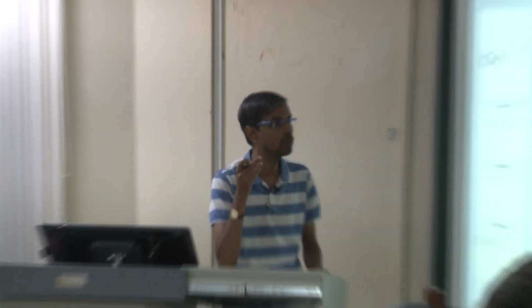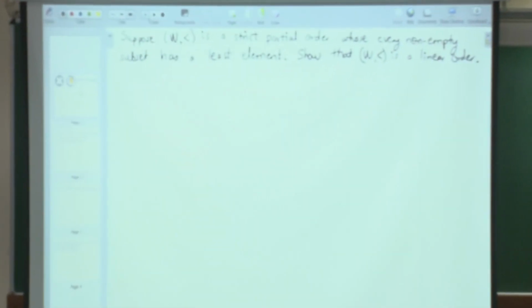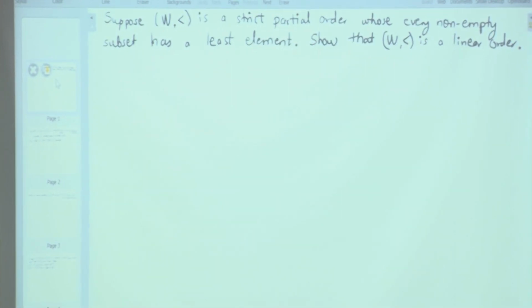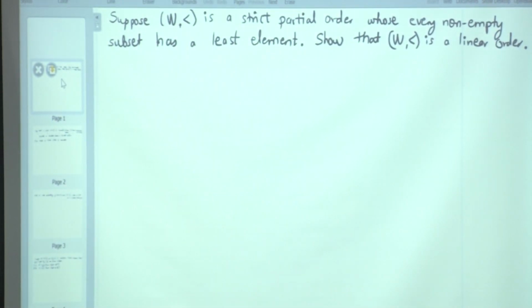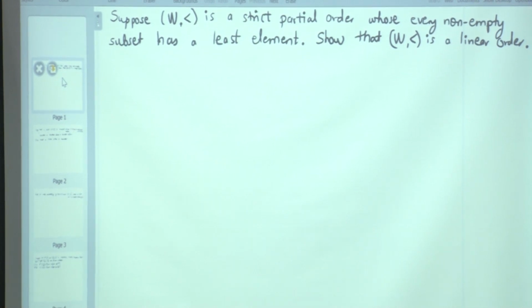So that's our first question. If it is a strict partial order such that every non-empty subset has a least element, then show that it is a linear order. How do you approach this problem? You want to show it satisfies what? Trichotomy. Trichotomy is the only missing thing.